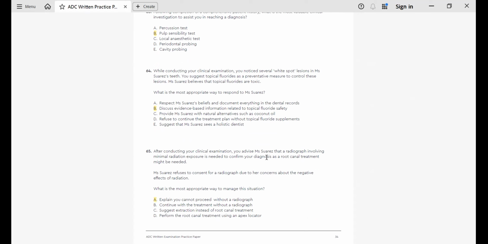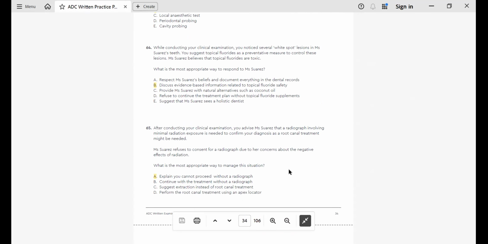She doesn't want a radiograph. Explain you cannot proceed without a radiograph. For an RCT, you need a radiograph, right?